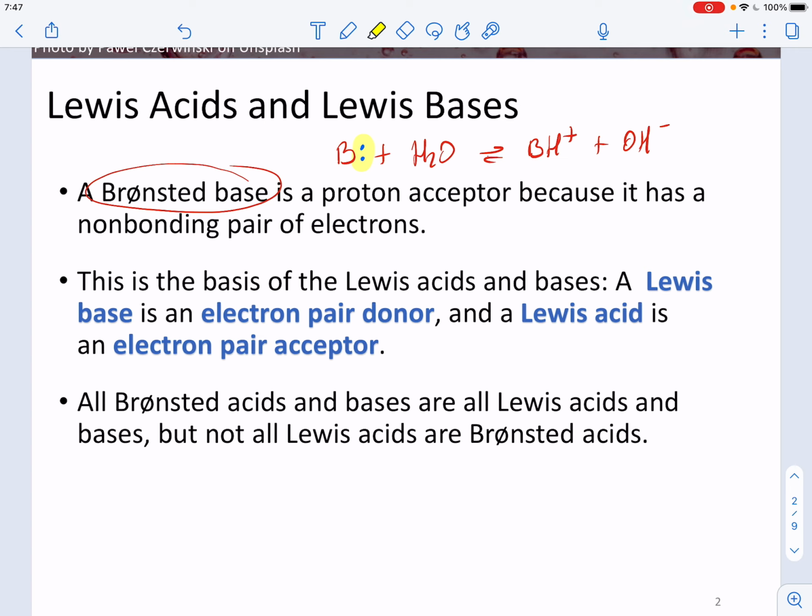In this regard, since the base is the one containing the lone pair, then the base is the electron pair donor. And whoever is receiving this lone pair is the acid. So now the distinction is between an electron pair donor and an electron pair acceptor. Whoever is donating the lone pair is the base, whoever is accepting the lone pair is the acid.